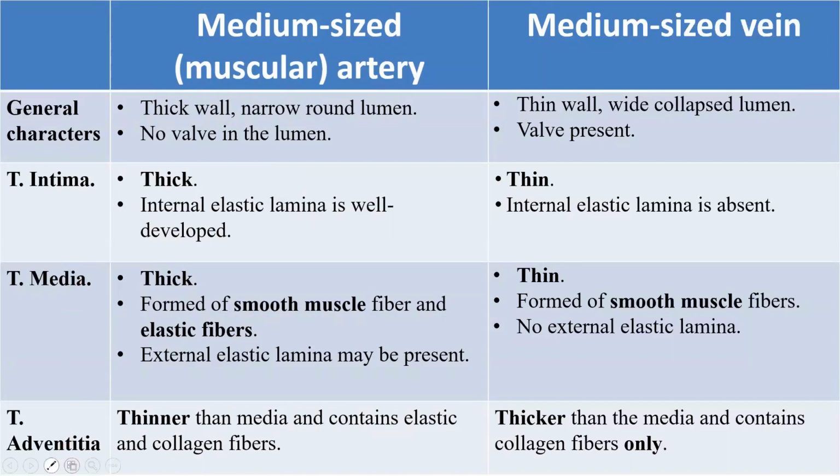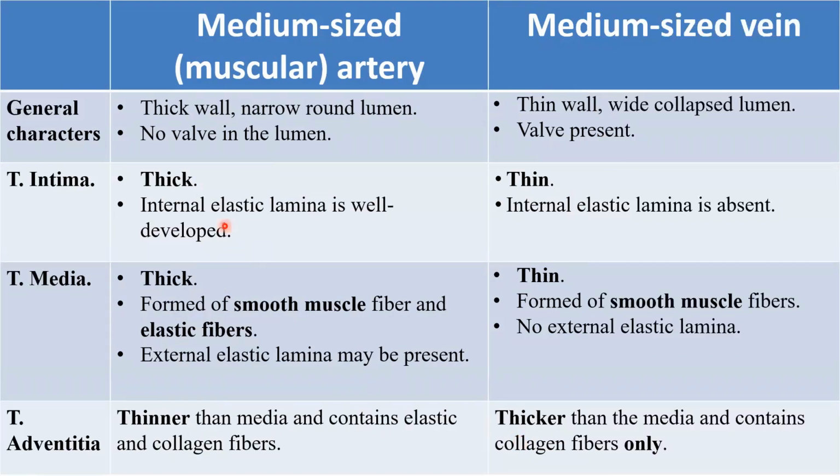Let's shift to the layers: intima, media, and adventitia, and differences between. Regarding the thickness, it is the same manner as we mentioned in the large vessels. So, in medium-sized artery, we have thick intima, thick media, and thin adventitia. In medium-sized vein, we have thin intima, thin media, and thick adventitia. This is regarding the difference in the thickness of the layers compared with each other.